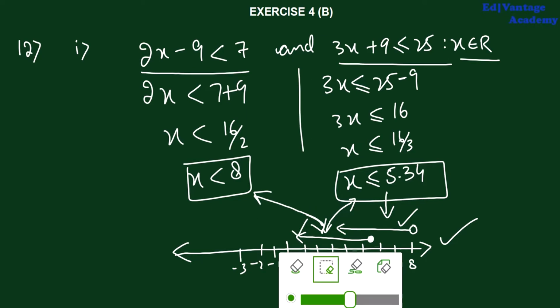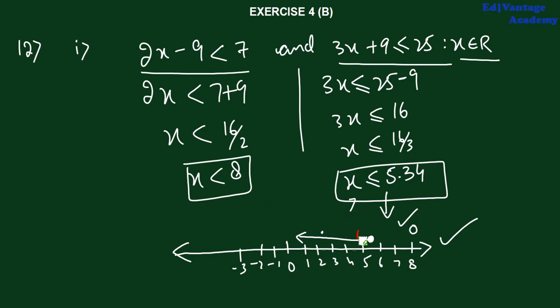I'll just erase it. So I can say that 5.34 and lesser than that will be the final answer. See, all these values in this graph are less than 8, so this is getting satisfied. All these answers in this graph are less than 5.34.